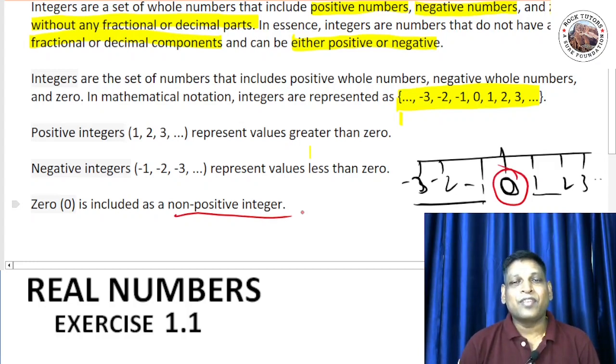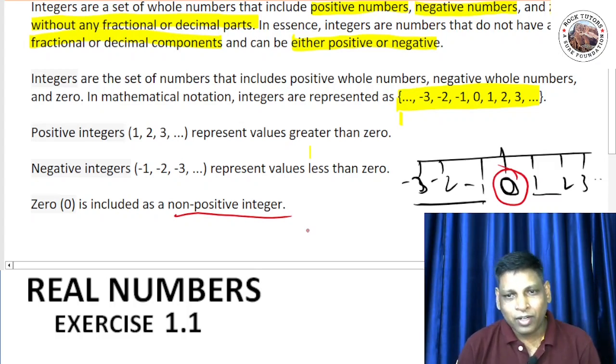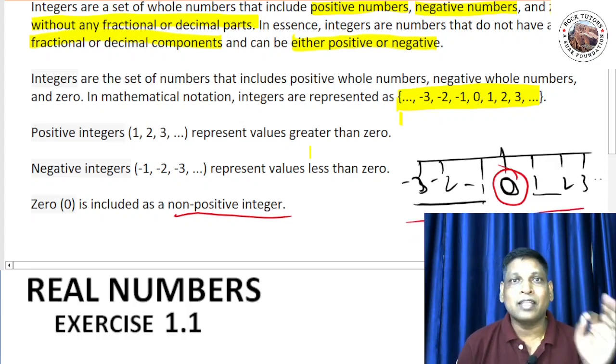This is the definition of integers. Very important. Integers means what? They can be positive numbers or negative numbers, and 0 is included. One more important point is that they don't have any fractions or any decimals. So the integers are the positive whole numbers and negative whole numbers. There are no decimals and no fractions.